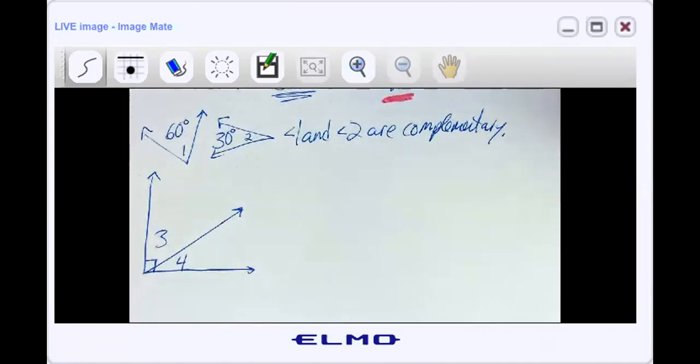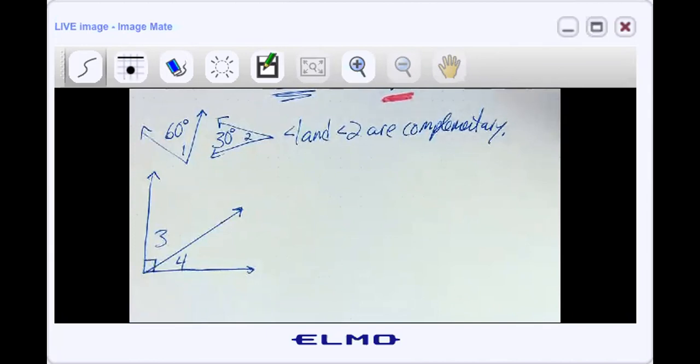Now I have angles 3 and 4. I don't know what their measure is. I have no idea what the measure of angle 3 is. I have no idea what the measure of angle 4 is. But what do I know about them together? Together, they have to add up to be 90. Do you see that? Because I know that I have a right angle. I have the little box there.